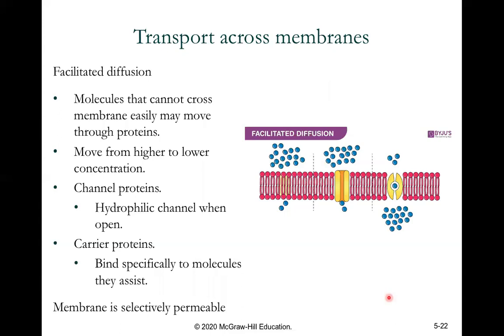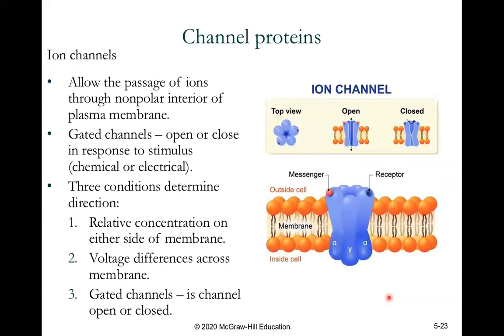So we also know that there's facilitated diffusion, where molecules that cannot cross the membrane easily may move through the proteins that I just talked about, and they move from higher to lower concentration. The channel proteins are hydrophilic channels when open, and the carrier proteins bind specifically to molecules that they assist. So the membrane is selectively permeable when it comes to these facilitated diffusion protein membrane spaces.